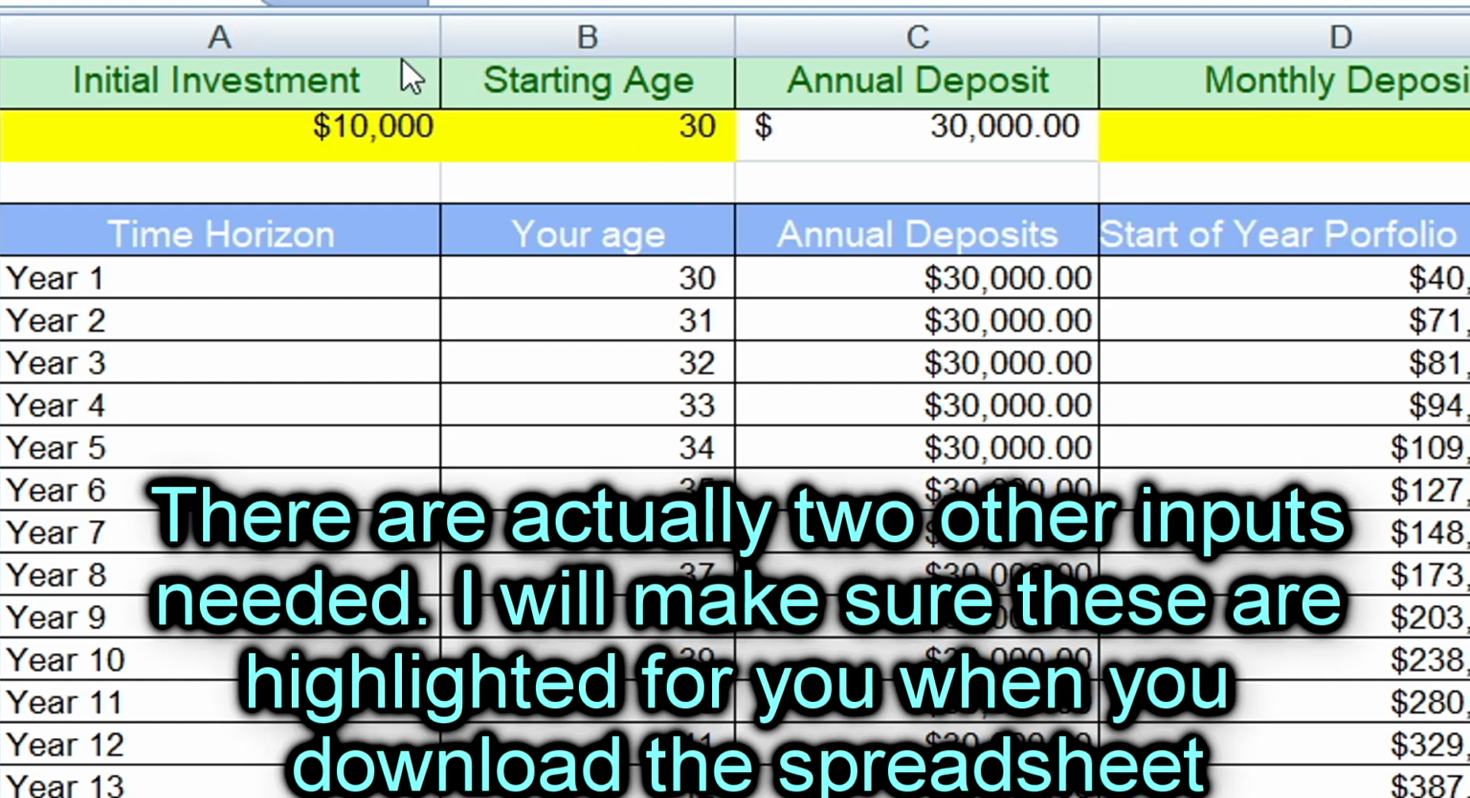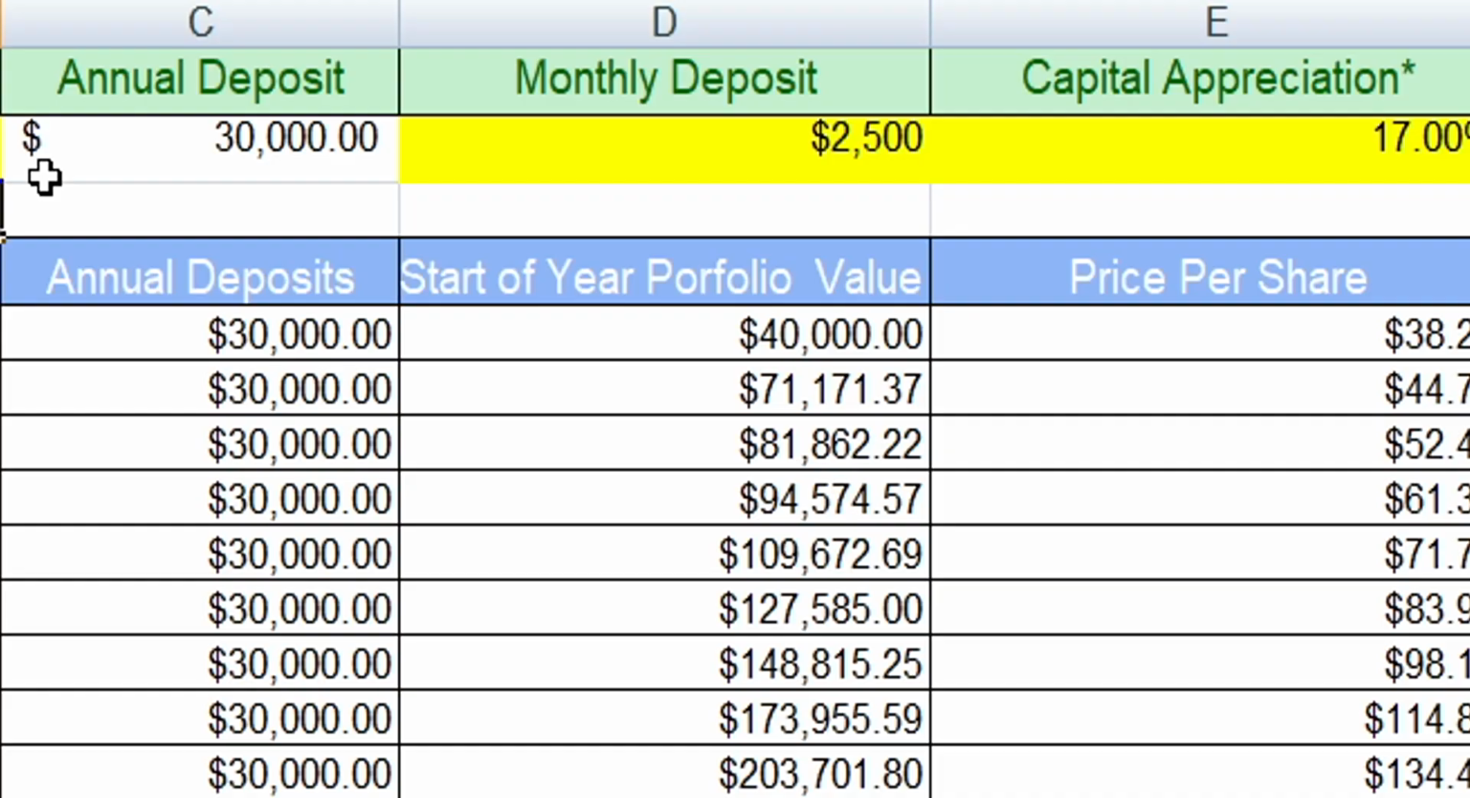Okay, so what do you need to be concerned about in terms of inputs? Well, inputs are just across the top here in the highlighted boxes in yellow. That's all you need to focus on. You have your initial investment of $10,000 or whatever your initial investment is. You can enter your starting age. You'll notice if I change this, the spreadsheet automatically updates the age column there.